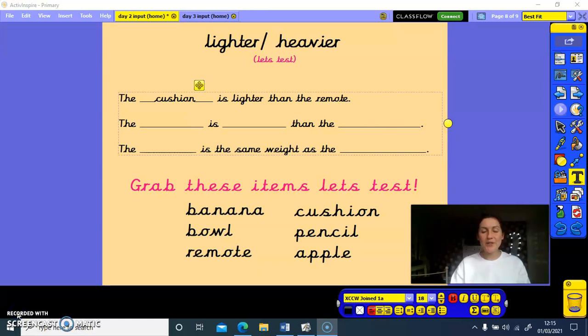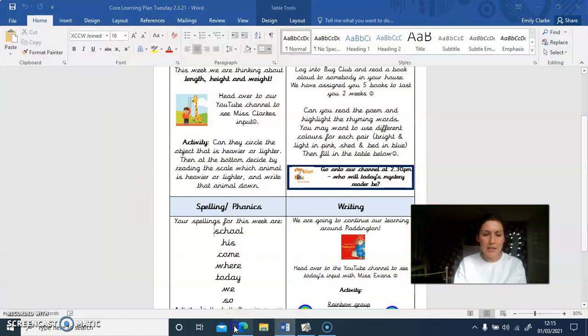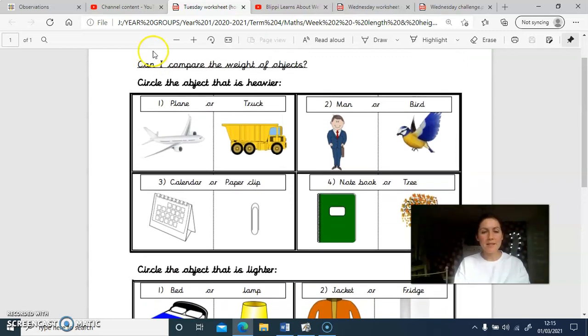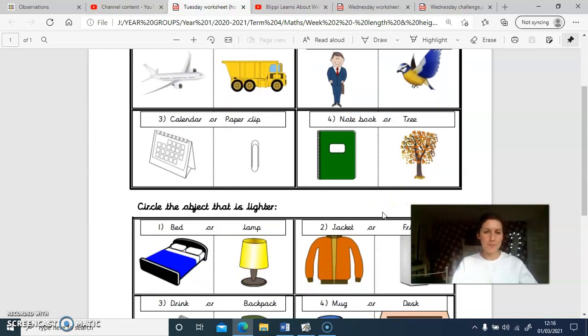Okay, brilliant guys. I hope you enjoyed doing that little comparison to get your brains in gear, ready for the activity today. So the main activity is this sheet here. So what you need to do is, it first says circle the object that is heavier. So out of the two objects, plane or truck, which do you think would be heavier? Then out of a man and a bird, which do you think would be heavier? Out of a calendar and a paperclip, which do you think would be heavier? And a notebook and a tree. So you've just got to circle the one that you think.